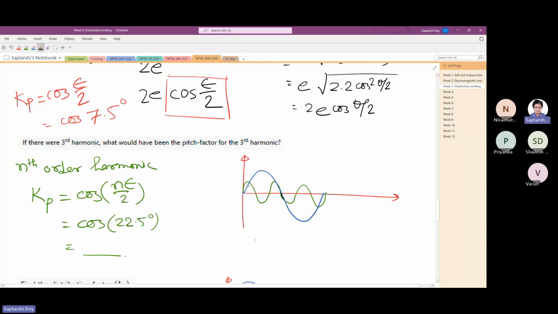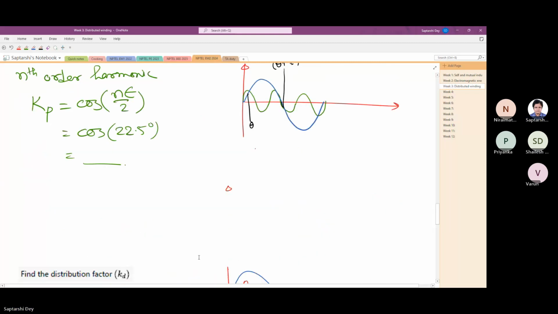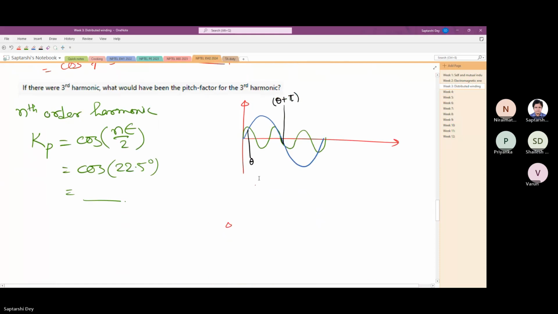Suppose we had it here, theta. So what I am writing in black is the fundamental, and here we had theta plus pi. Suppose there is no short chording. You try to understand one thing here, that for, okay, let me copy this diagram. What went away?